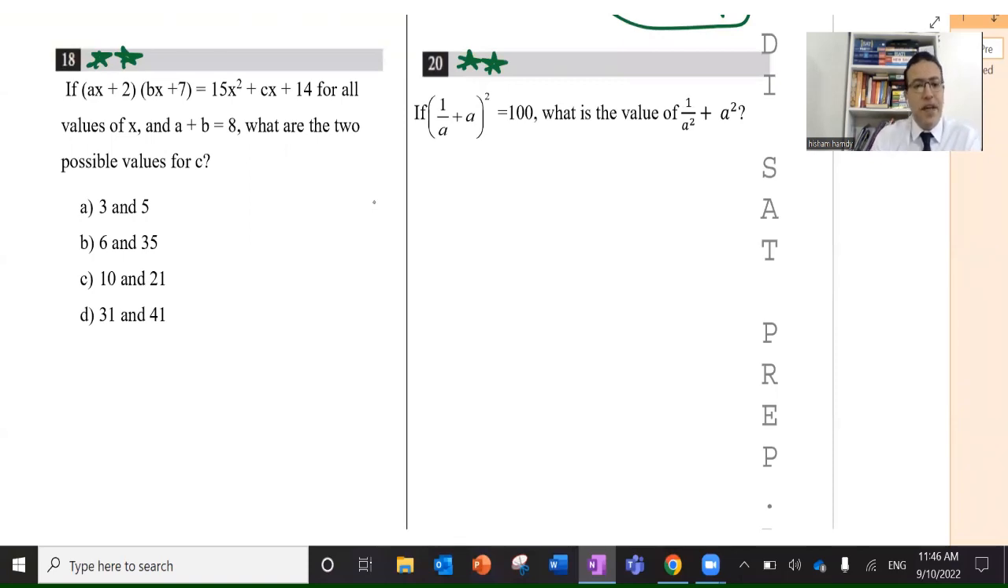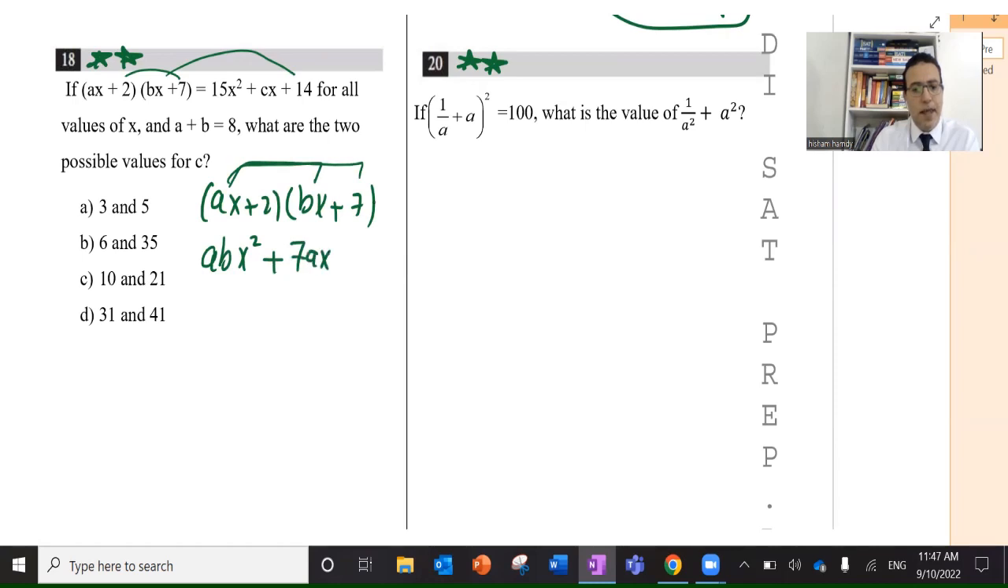Regarding question number 18, if (ax plus 2) multiplied by (bx plus 7) is equal to the following. As we noticed, 2 by 7 gave me 14. Let's expand it. (ax plus 2) multiplied by (bx plus 7). So ax by bx is abx squared. And 7ax. And 2bx. And 14. If I compare the coefficient of x squared, I will figure out that ab is equal to 15. So two numbers, their product is equal to 15. And it says here that these two numbers, their sum is 8.